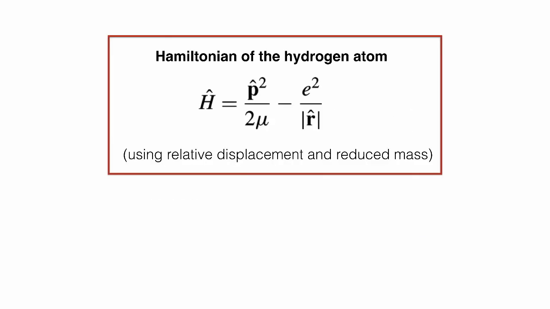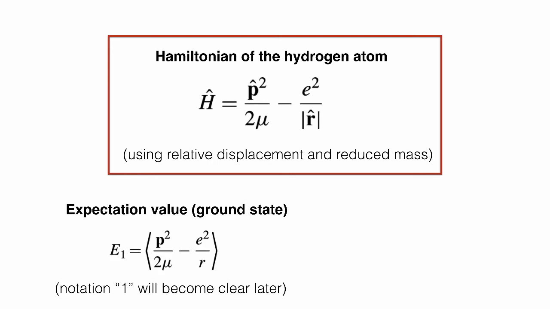So the Hamiltonian is this. For example, for the hydrogen atom, this is an example of a two-body potential that only depends on the distance between the two particles. And we are going to be interested in the expectation value of the Hamiltonian, and we are going to call it E1 for the ground state. I mean, that doesn't really matter. We could call it anything we want, but we are going to call it E1 for now. The reason why will become clear later.